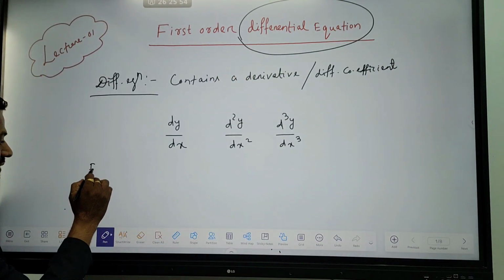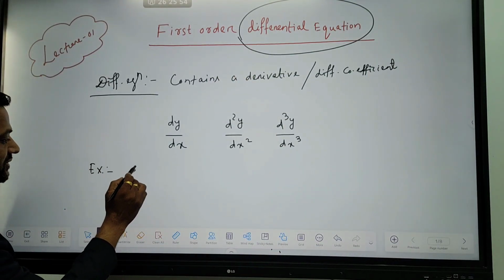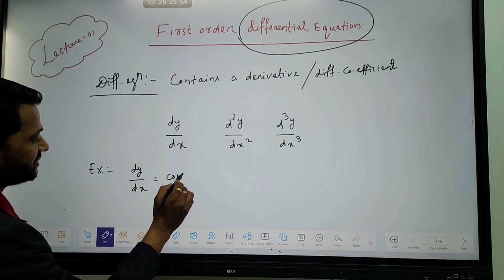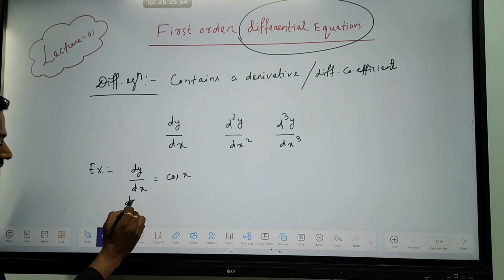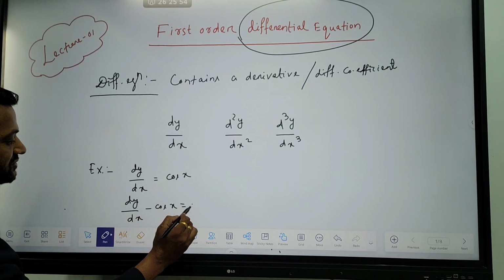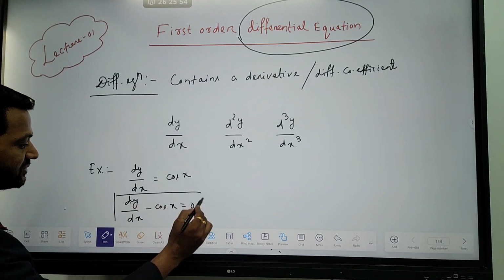So I can give an example. I'll say dy by dx is equal to cos x. So ये हो गया एक differential equation. So I can write down dy by dx minus cos x is equal to 0. ये हो गया एक differential equation.